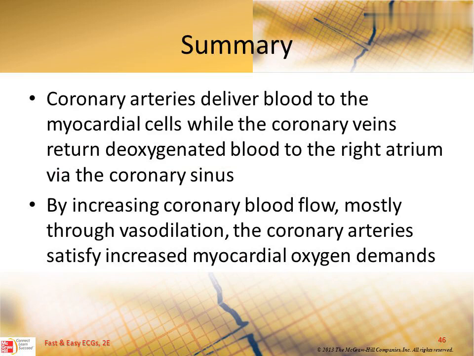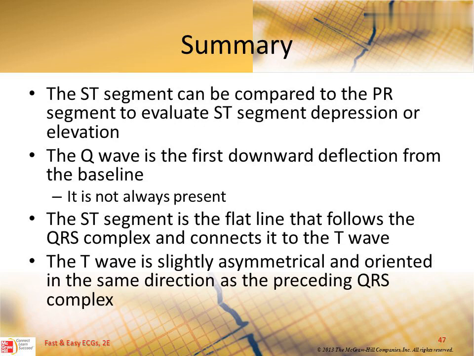Summary. Coronary arteries deliver blood to the myocardial cells while the coronary veins return the deoxygenated blood to the right atrium via the coronary sinus. By increasing coronary blood flow, mostly through vasodilation, the coronary arteries satisfy increased myocardial oxygen demands. Summary. The ST segment can be compared to the PR segment to evaluate ST segment depression or elevation.